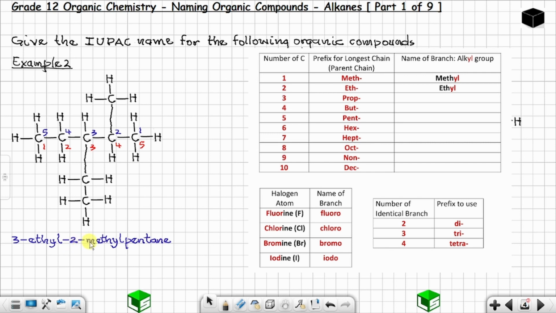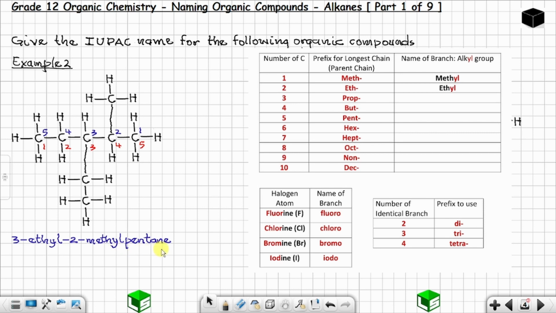You can see that. So remember, when naming your branches, you name them alphabetically. So E comes before M. So you don't look at the numbers. The numbers are just telling you that on carbon number 3, you have an ethyl group, and on carbon number 2, you have a methyl group.